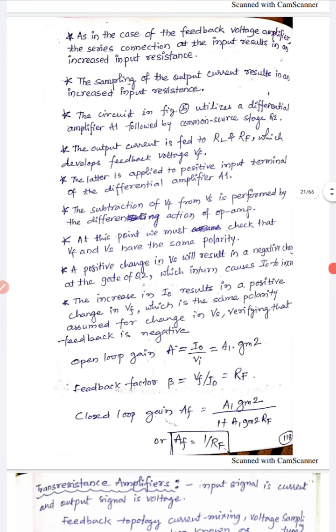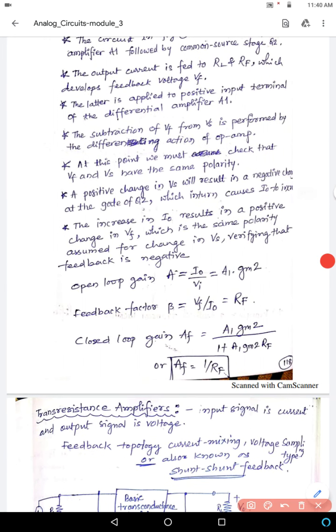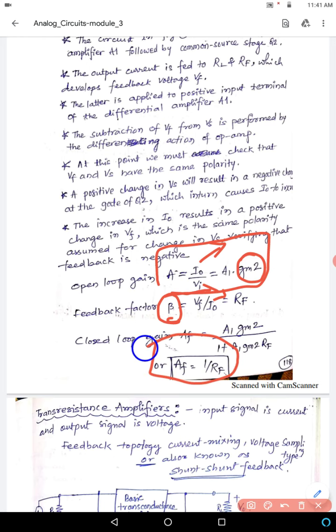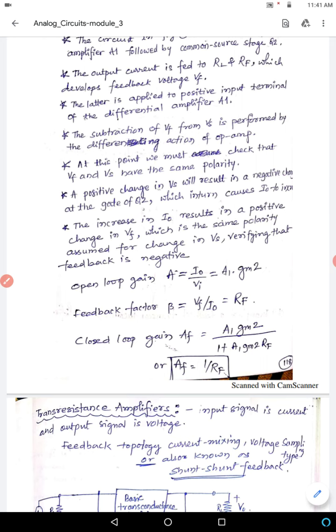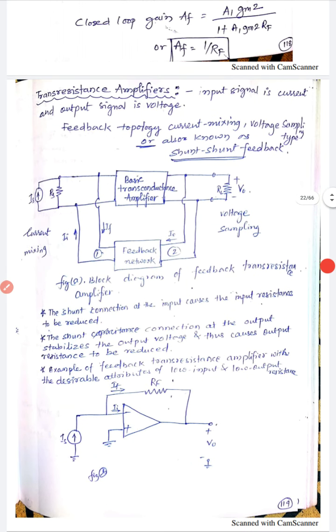Again the same thing they have explained, and they have given an equation. Again the gain will be output current over input voltage, and GM we can consider as the transconductance factor. That's how they will write A equal to A1 GM. Okay, and again the feedback factor beta will be VF over I naught, all those things, and the feedback gain will be written in terms of resistance, where RF is the feedback resistance.